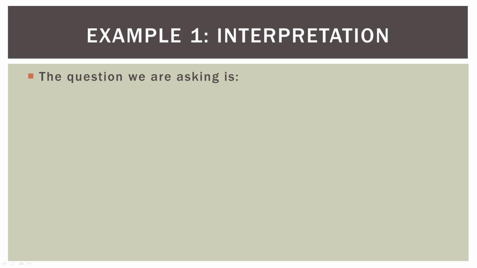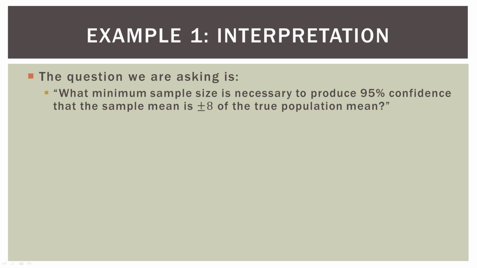So, the question we are really asking ourselves is, what sample size is necessary to produce 95% confidence that the sample mean is within 8 of the true population mean? Remember, when we were talking about 95% of our samples containing the true population mean, this is the other way we can say that. So, 95% confidence that the sample mean is within 8 in either direction of the true population mean.